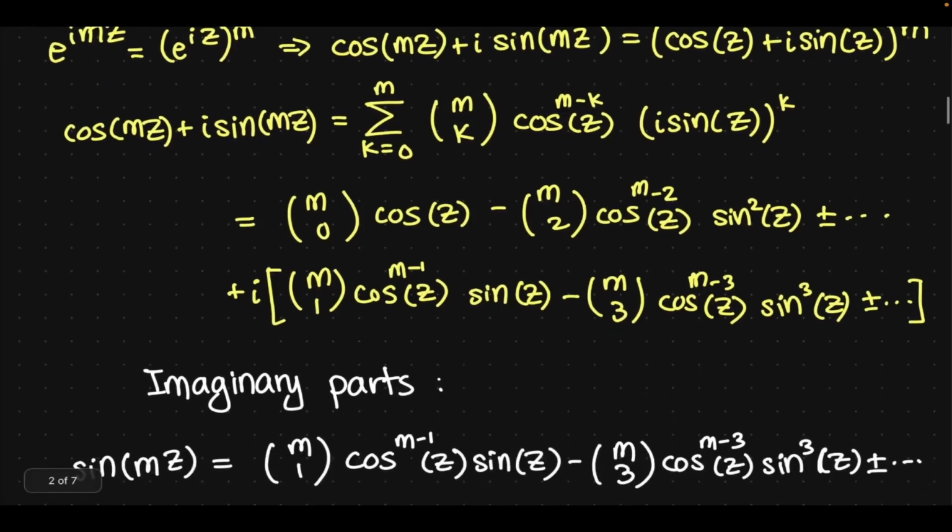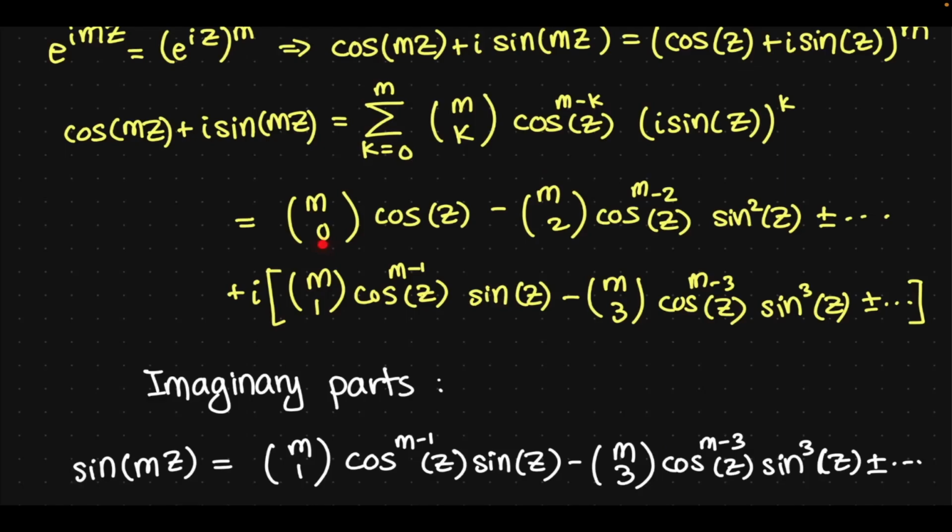So I've written down a few terms for you. The main thing with this is we're going to notice which terms have an i, which terms don't have an i, because the ones that do have an i just contribute to the imaginary component, while the terms that are without the i contribute to the real component. So the real component has the even values of k. So that means we have m choose 0 cosine z minus m choose 2 cosine of m minus 2 of z sine squared z. Why do we get a minus?